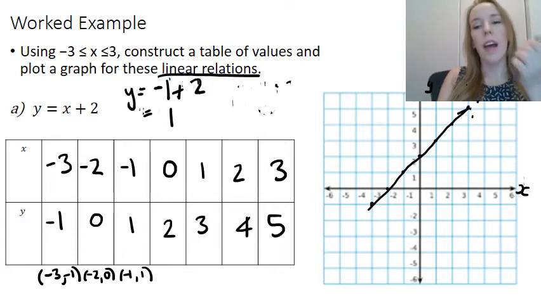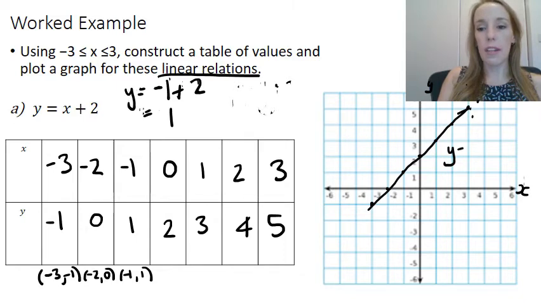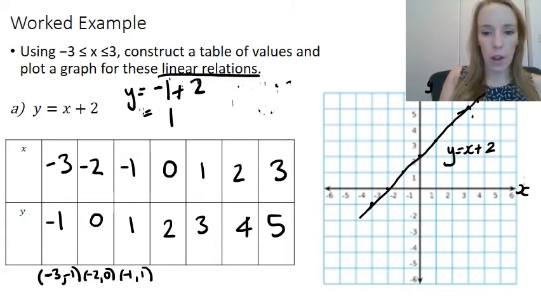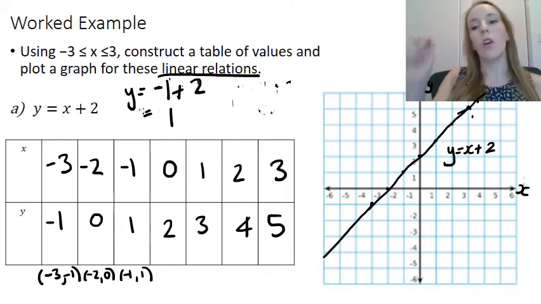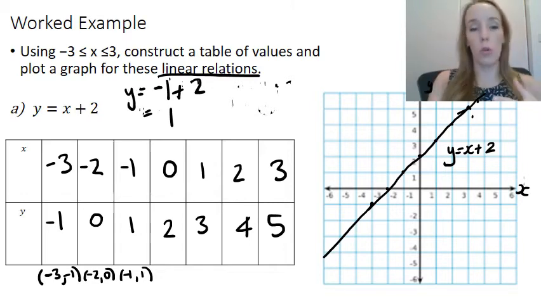So that is going to be your line, and you are going to label that, and the label is going to be the rule that you've used to find it. So y equals x plus 2. Now, you can obviously continue this all the way off the graph if you like, because obviously that rule is going to fit for the whole graph.